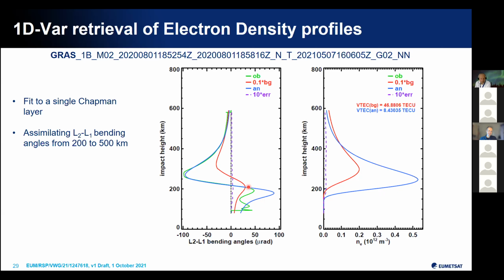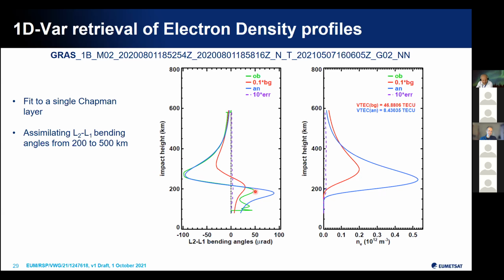So we can see that once the bending angle difference is assimilated starting from 200 kilometers, the fit with the observations is really good. So this is the result of the 1D-Var. After this, we know the 4 parameters of the Chapman layer that can be used to infer the electron density profile here shown.